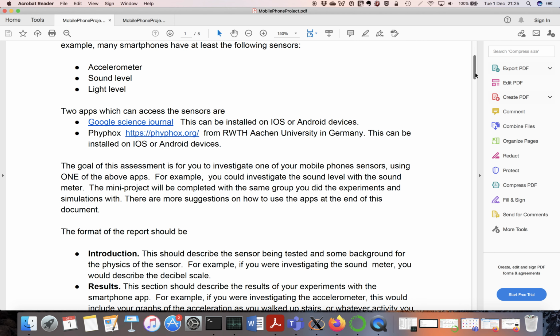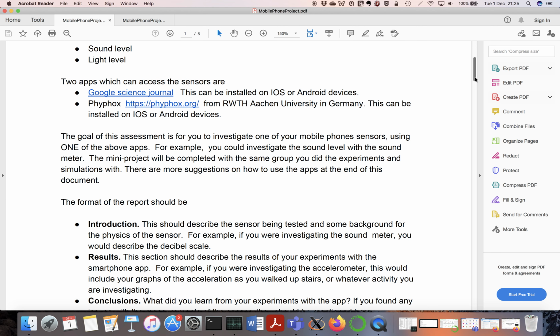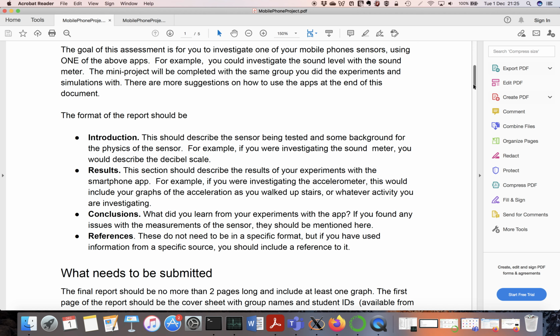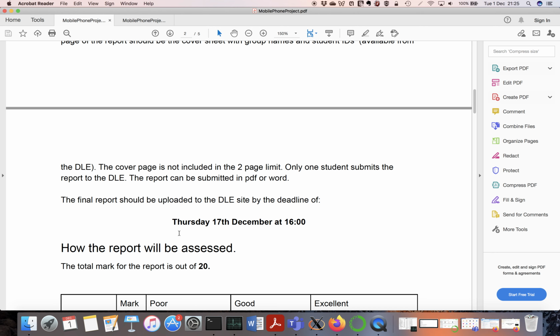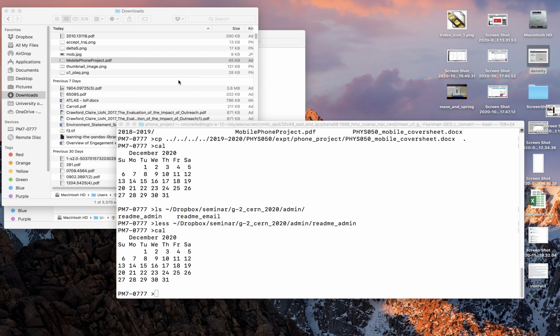Essentially the idea is to use a mobile phone app to make some measurements and write a short report. There's a document on the DLE with how this will be structured, which you can read at your leisure. The deadline is Thursday the 17th December. It's a 2-page limit, and that includes the graphs. So you can read the instructions. Now I'm just going to give a short idea of how to get ideas for the project.